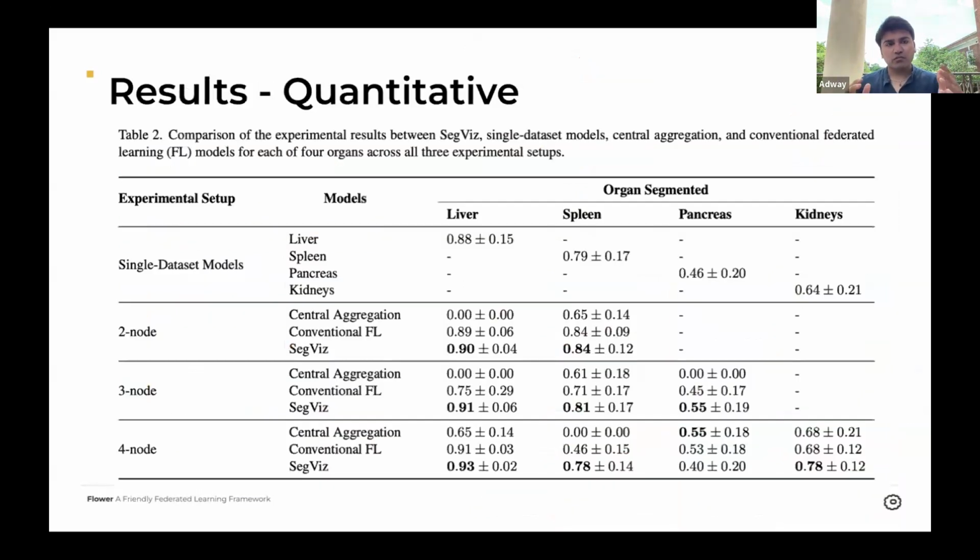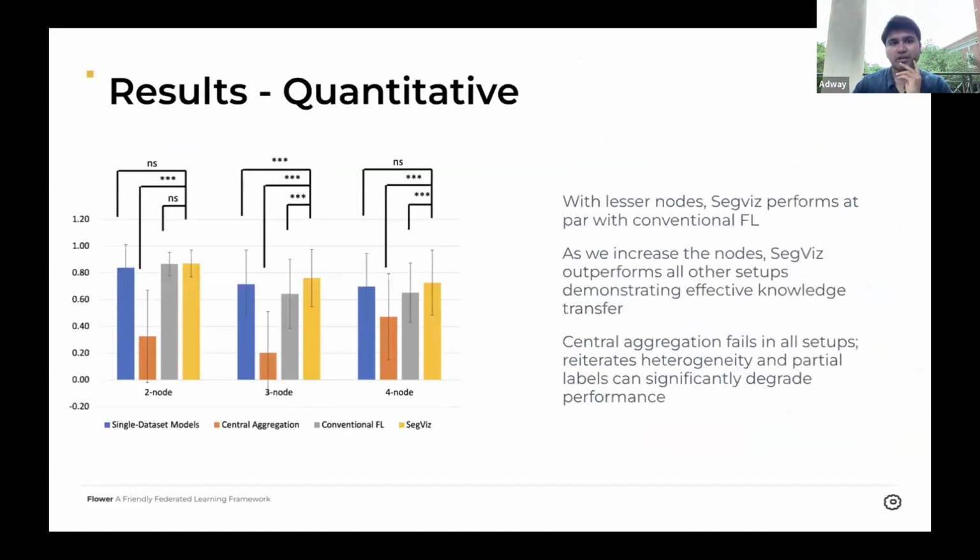What we saw was very interesting. From this table, as you can see, Segways clearly outperformed all of the other techniques in most cases, in most organs even. I'll be going into detail about that a little bit. But one thing to note is that the central aggregation model actually fails for some organs. I'll be talking a little bit about that too.